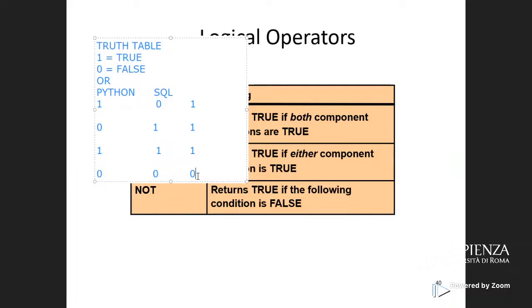Now the OR condition returns true if either component condition is true. So when we are saying this person must have practical knowledge of Python or SQL, if I know SQL, I can apply to the role because the condition is OR. I either know A or I know B. So if I know both Python and SQL, then I'm still a great fit. But if I know either, I'm a fit for the role. Is that clear? Yes, sir.